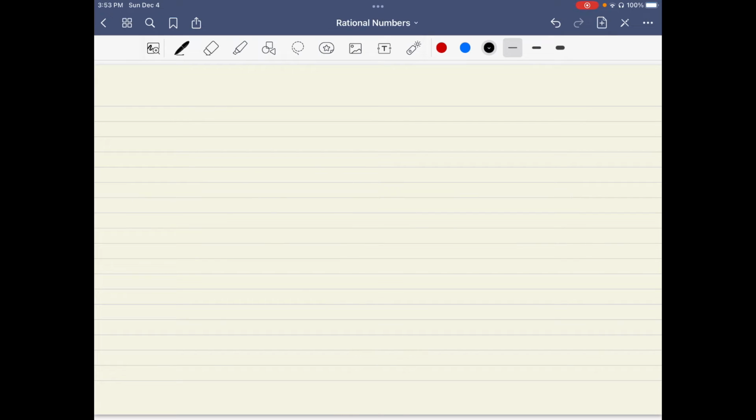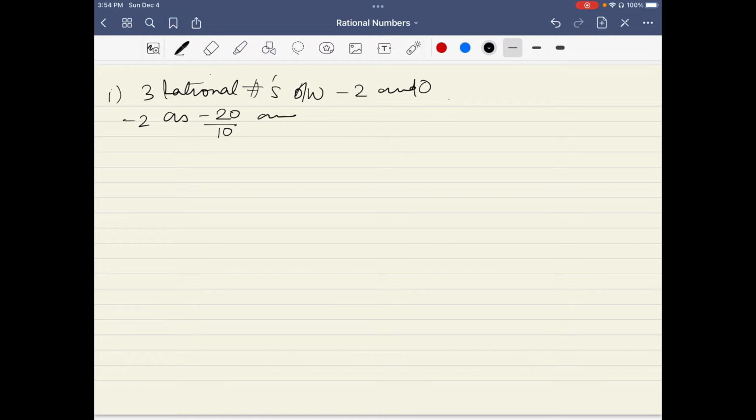Now, let's solve a few questions together. Write 3 rational numbers between minus 2 and 0. Minus 2 can be written as minus 20 over 10, right? And 0 can be written as 0 over 10.